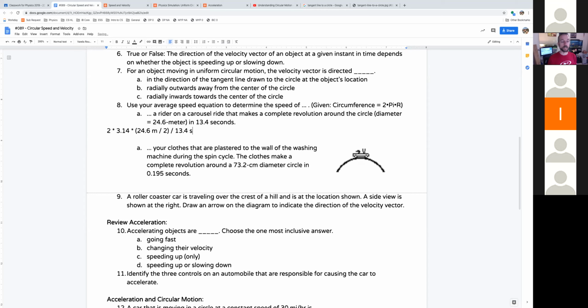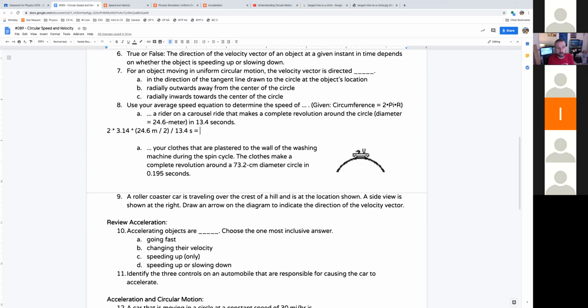13.4 seconds. Now you should see before you do any of the math that we have meters on top and seconds on the bottom. What is that going to get us? If we have meters per second, what kind of thing will that get us? Velocity. It'll get us a velocity or a speed, right? Velocity if we have a direction. We don't really have a direction because right now we haven't talked about that piece yet. We've got a speed though.